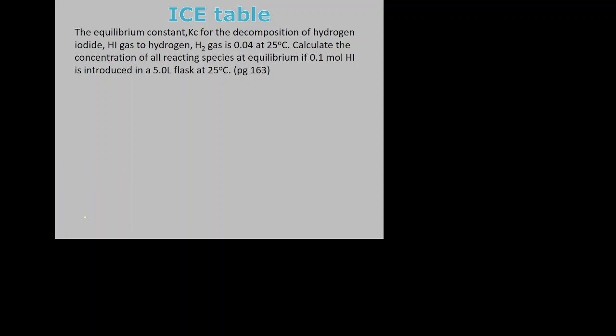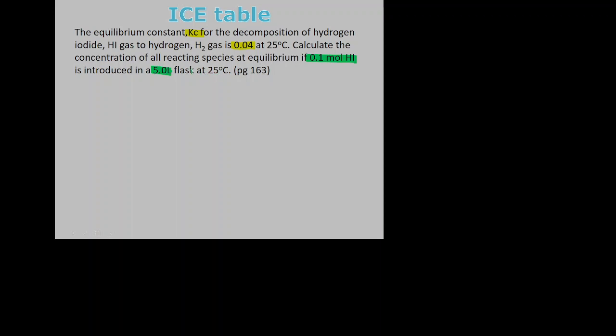Okay, so I will discuss this question and I think that's it for our class nanti. Kita discuss this question dulu. So, equilibrium constant Kc for the decomposition of HI gas to hydrogen H2 gas is 0.04. Okay, this is Kc. Okay, at 25 degrees Celsius. Calculate the concentration of all reacting species if 0.1 mole of HI is introduced in a 5-liter flask at 25 degrees Celsius.